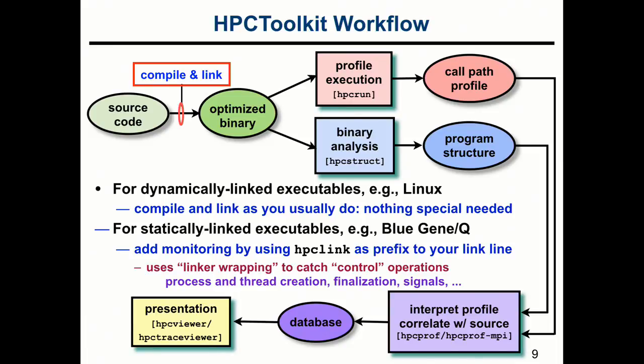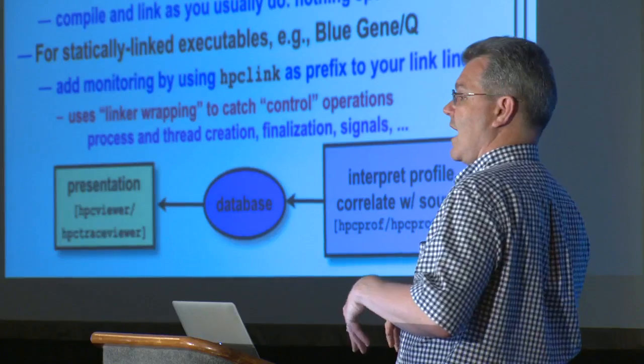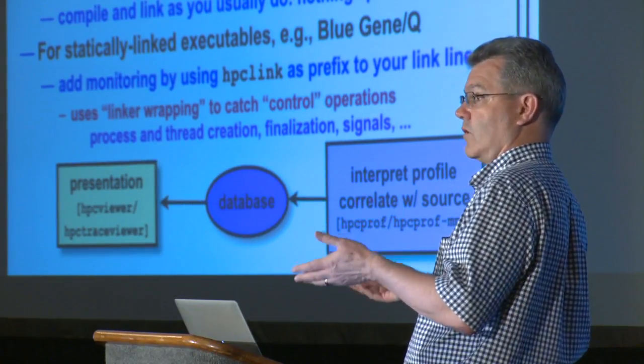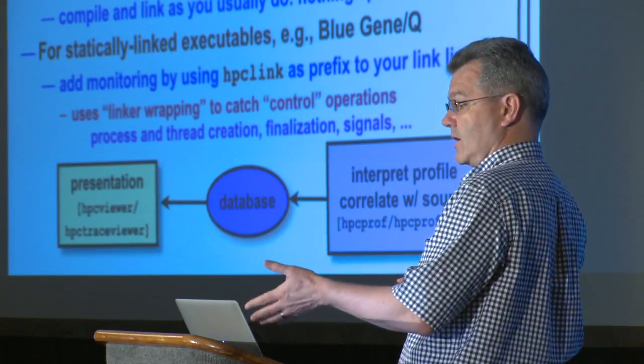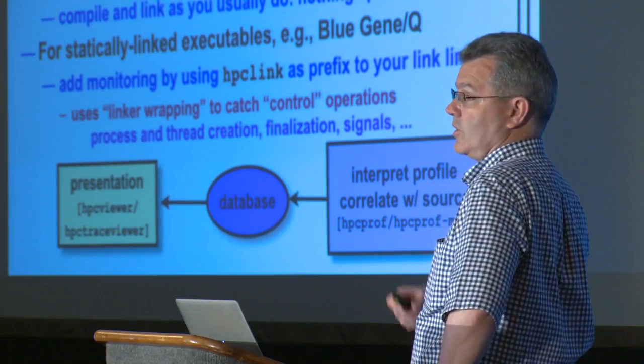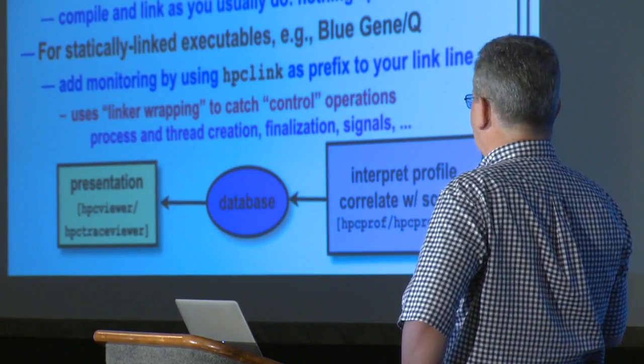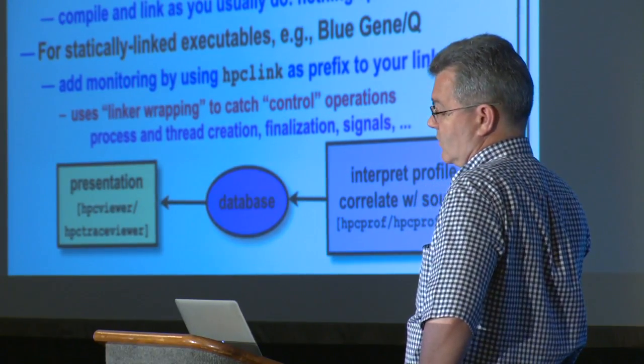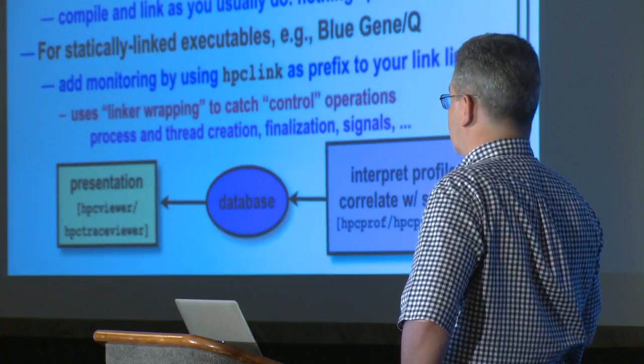For statically linked executables, such as on BlueGene/Q, all you need to do is add this hpclink tool. In your final link step, you add hpclink as a prefix, and then what that will do is, as your application gets linked by your makefile, it will inject our monitoring code into your application, and it'll become part of your application itself. And then when you launch the application, you get to specify how to turn on the tool using some environment variables.